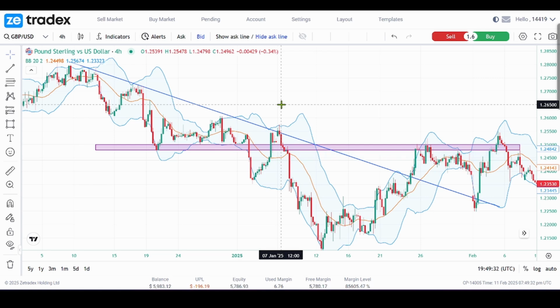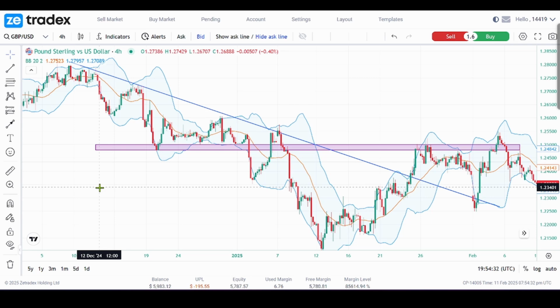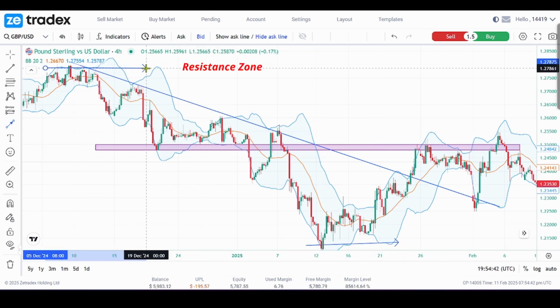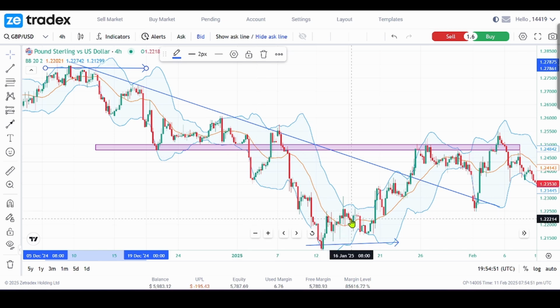Now this indicator will help us identify the trend, and also it will act as support and resistance level. As you can see, the indicator has acted as a support here, and here is the resistance zone, and also the indicator has established that this is a moving downtrend as the market was making lower lows and lower highs.